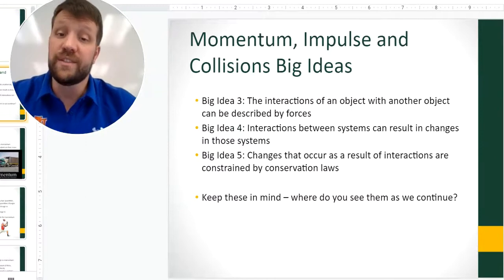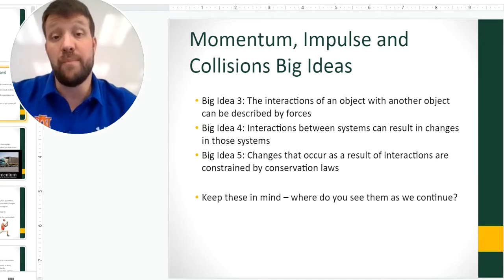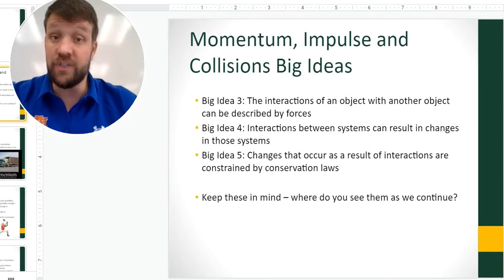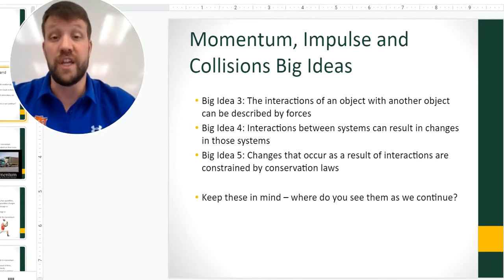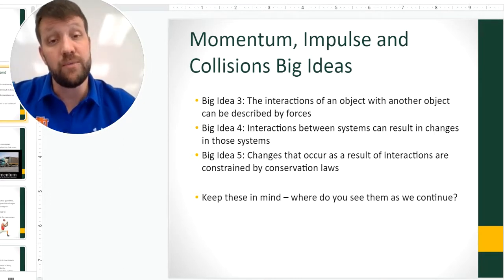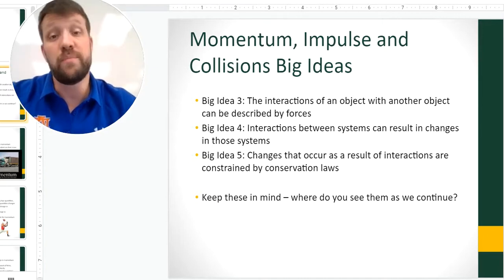First, our big ideas for this unit, big idea 3, 4, and 5, and we have covered these before, but as a quick reminder, the first one here is interactions of objects with another object can be described by forces. When we start talking about collisions, we're going to have a whole lot of interactions coming up here. Big idea 4, again, interactions between systems can result in changes in those systems, and we will have momentum transfer between systems. So we'll have systems as a whole and how things move between them as well.